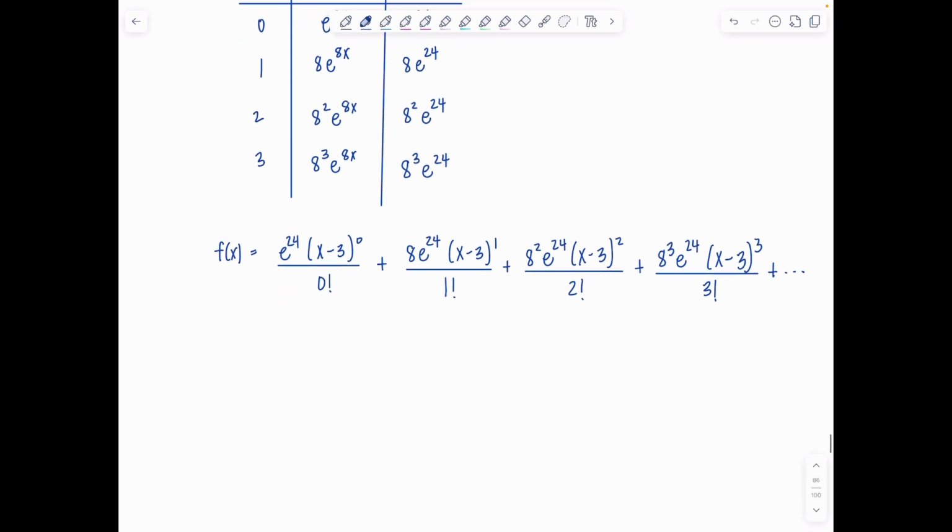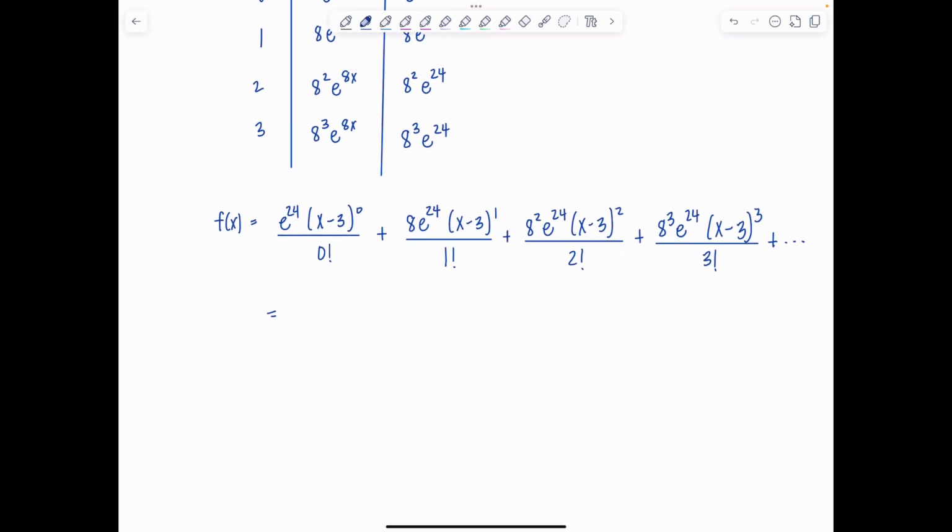Okay, I feel ready. Do you feel ready to write the pattern? And look, this guy's not alternating. Everybody's positive. So there's e to the 24 in every single term, and it doesn't change. It's just a constant. So, okay, that's going to go there.